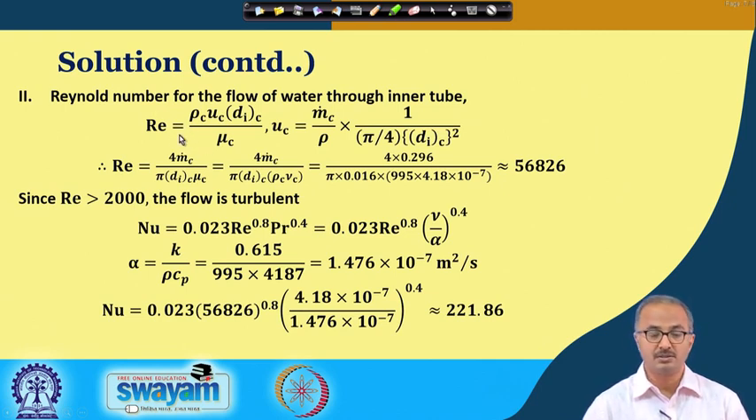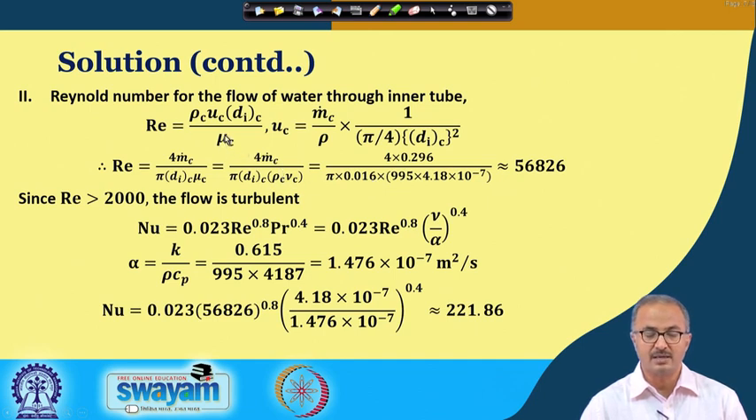So, for the inner tube, we find the Reynolds number like this: rho u d by mu c. Now you see that uc, the superficial velocity of the cold fluid, is not given directly, but we can find it from the mass flow rate with this particular equation. The mass flow rate divided by the density gives the volumetric flow rate, and this is the cross sectional area of the inner tube. Okay. So, volumetric flow rate divided by cross sectional area gives us the superficial velocity, and then we plug the superficial velocity in and find this expression in terms of the mass flow rate, and we plug in the various values.